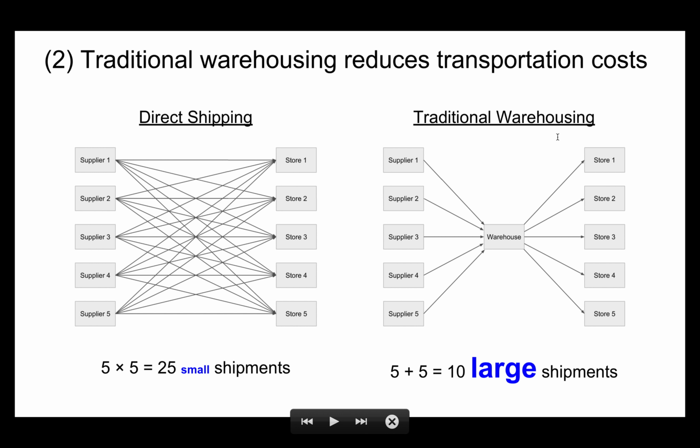However, under a traditional warehousing strategy shown on the right, each supplier needs to make a weekly delivery to just one location, which is the warehouse, and the warehouse also consolidates the goods from the various suppliers and only needs to make a single weekly delivery to each store. Therefore, in this strategy, the supply chain only needs to make 5 plus 5 equals 10 larger shipments. And as we mentioned in the previous slide, making fewer large deliveries allows the supply chain to reduce its transportation costs compared to making many smaller shipments.